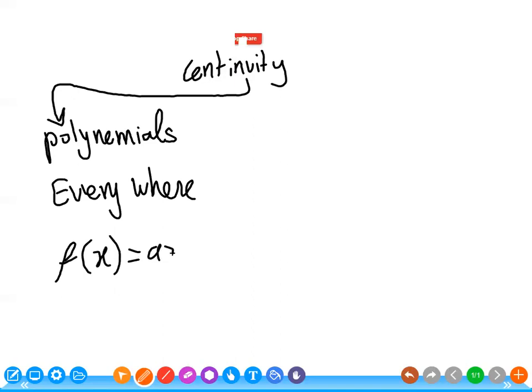Polynomials such as anything at the form of ax power n. It means no rational, no radical. Whenever you don't see a rational or a radical in the function as a polynomial, then it's continuous everywhere.